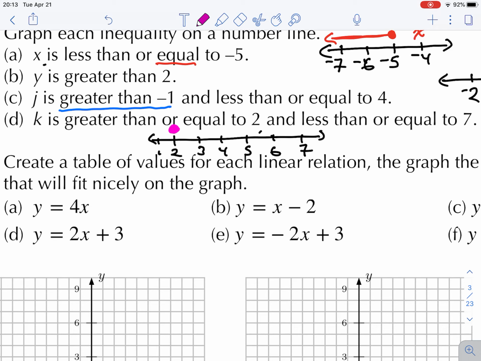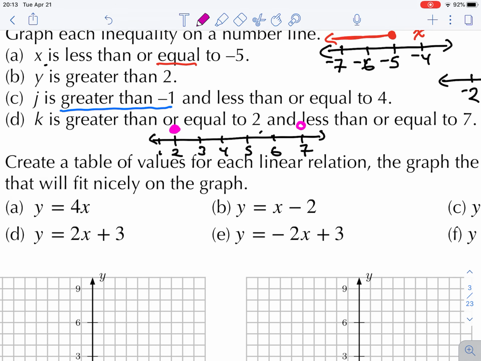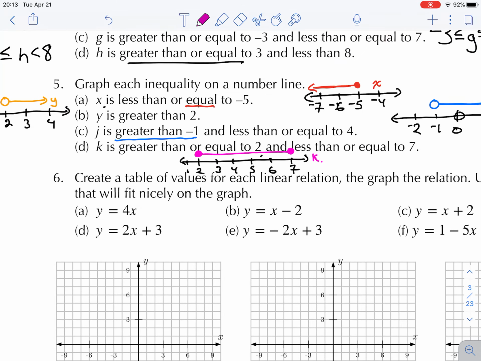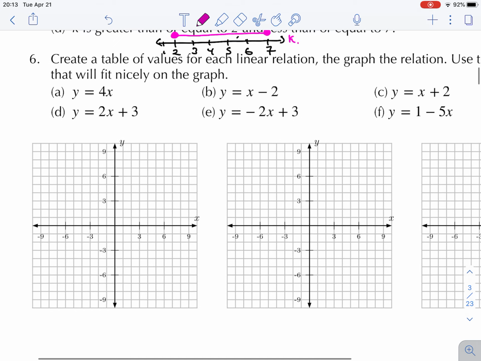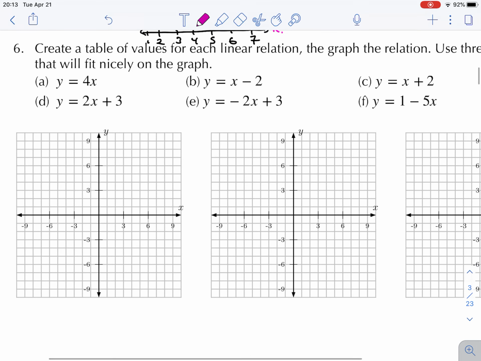So K is greater than or equal to 2. So we'll choose the color for K. And it can include 2, so we put a solid dot there for 2. And less than or equal to 7. It can be 7. It's got the equal there. And it could be any number between those two. That is K. So K could be any of those numbers. All right, so you should be able to take an inequality and put it onto a number line.